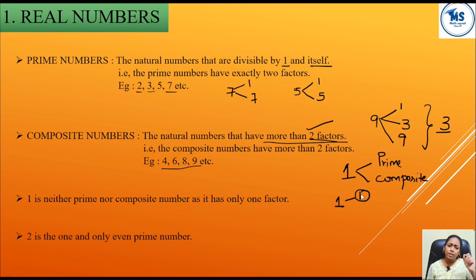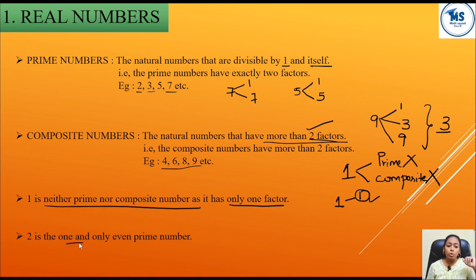But by the prime number definition, we know that prime numbers are the numbers which have 2 factors. It should have at least 2 factors, but our number 1 has only one factor. So it cannot sit in the prime number set. Then our composite number definition says that a number should have more than 2 factors, but our number 1 has only one factor, so it cannot sit in the composite number set either. So 1 is neither a prime nor a composite number, as it has only one factor. So it cannot be prime, it cannot be composite, right?